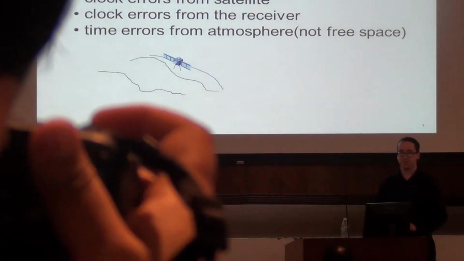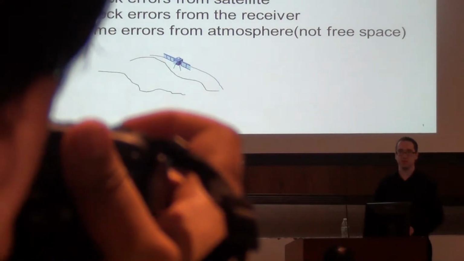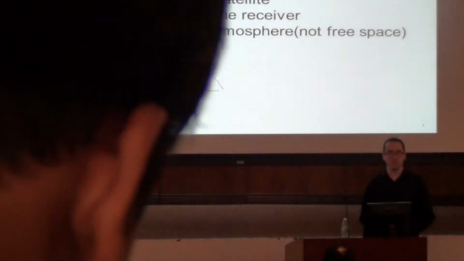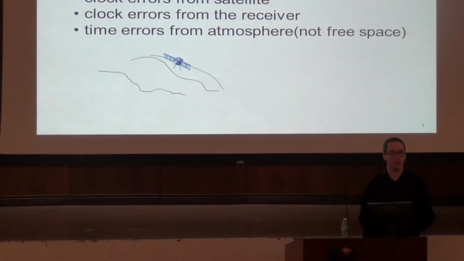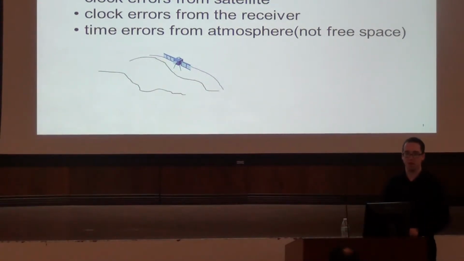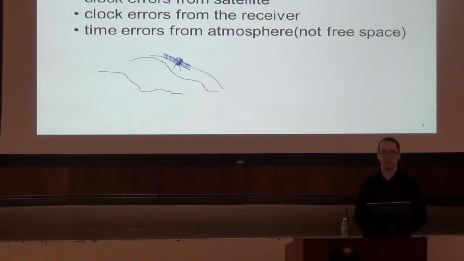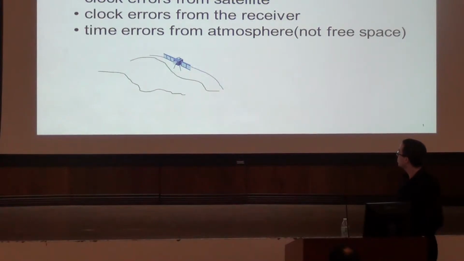GPS data is corrupted by various errors. There are errors due to the clock errors from the receiver, clock errors from the satellite, and also from the atmosphere being in space, which is right there, the orbit of the satellite. That is pseudo range.